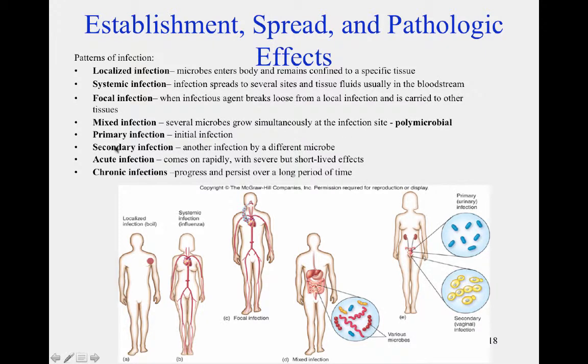And then also we have primary versus secondary. This is with regards to time: you have an initial infection, and then as your immune system is weakened, you may have a secondary infection. At this point, if you have two microbes, then it would be polymicrobial. And then with regards to severity, you could have an acute infection, which comes on rapidly and may be severe, but does not last very long, versus chronic, which persists over a long period of time.